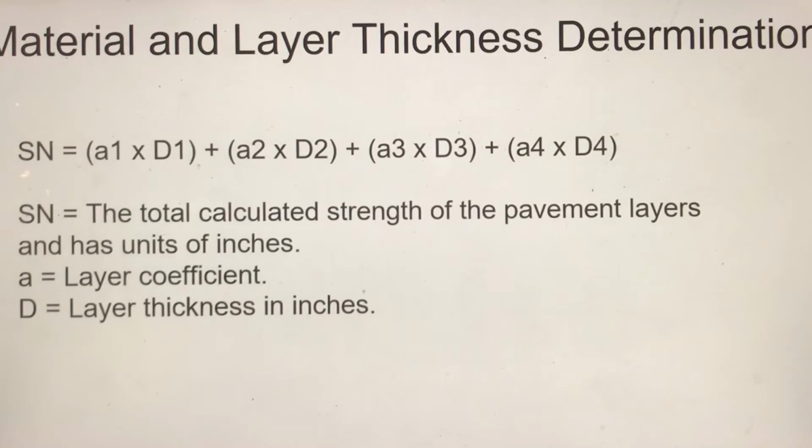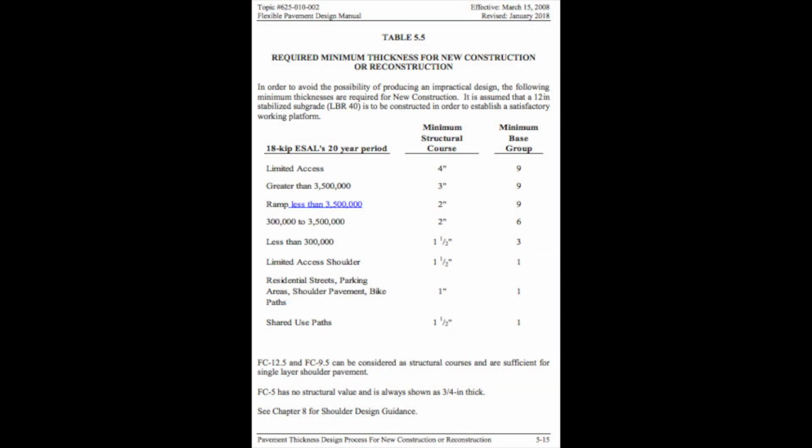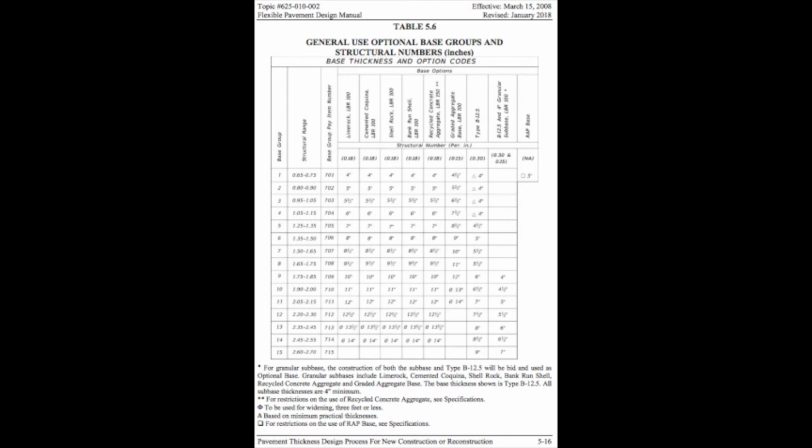The individual pavement layer thicknesses were then calculated using the equation shown. 4 layers are being proposed for the design. It is assumed that a 12-inch stabilized subgrade, or LBR 40, will be constructed. Using Table 5.5 from the Flexible Pavement Design Manual, the minimum structural course thickness and base group were acquired. Table 5.6 was then used to determine the base thickness and the material based upon Table 5.5.